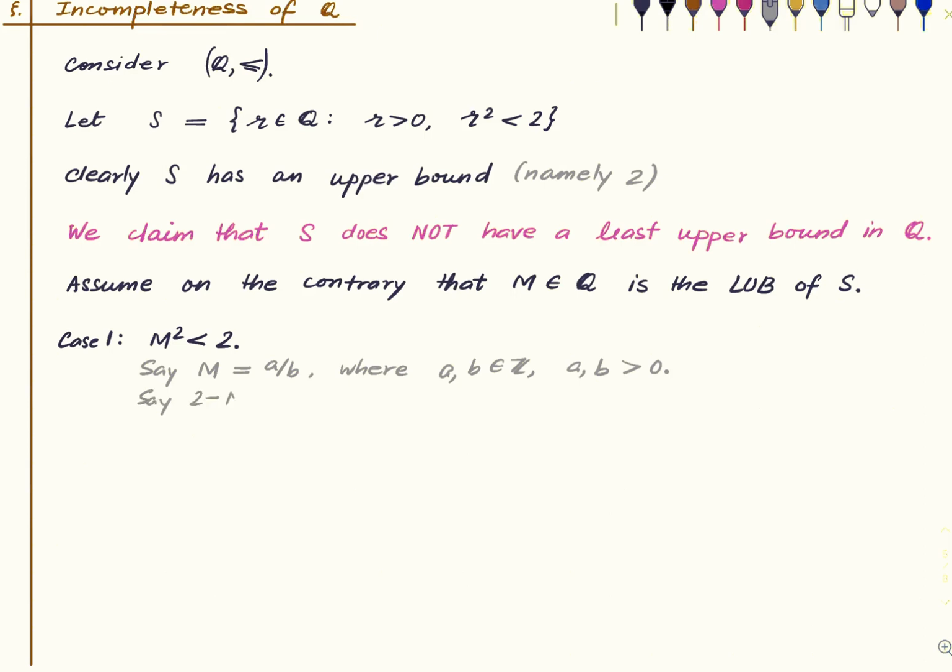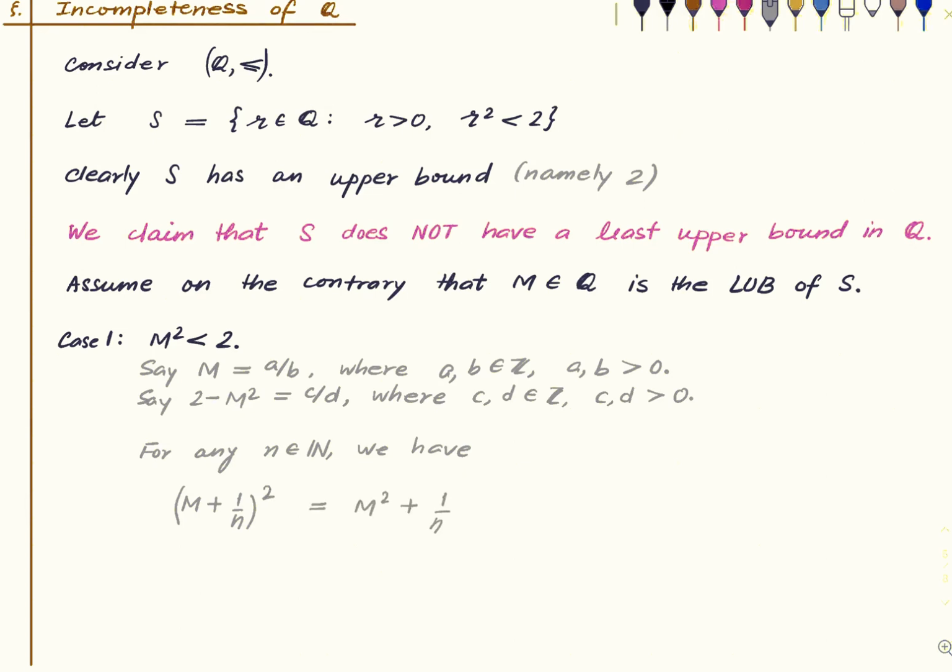Okay, and at the same time, say 2 minus M square, which is a positive rational because of this assumption, is C by D, where C and D are positive integers. Now for any natural number, we have this is equal to that, and hence, so far we have done just some mindless algebra.